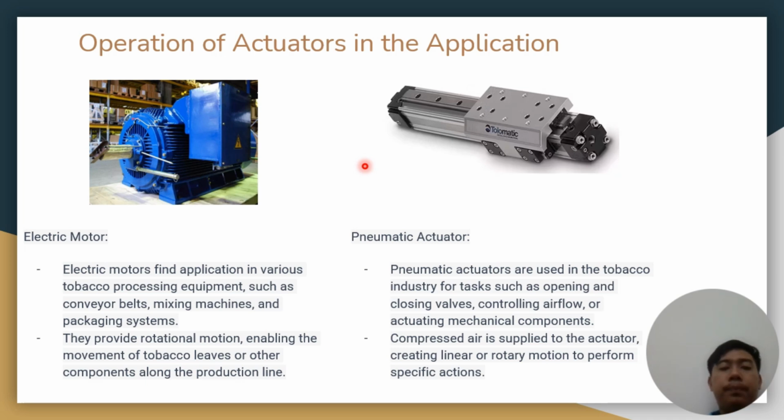So next is the pneumatic actuator. Pneumatic actuators are used in the tobacco industry for tasks such as opening and closing valves, controlling airflow, or actuating mechanical components. Compressed air is supplied to the actuator, creating linear or rotary motion to perform a specific action. Pneumatic actuators are known for their fast response times and are suitable for environments where spark or heat sources are a concern.